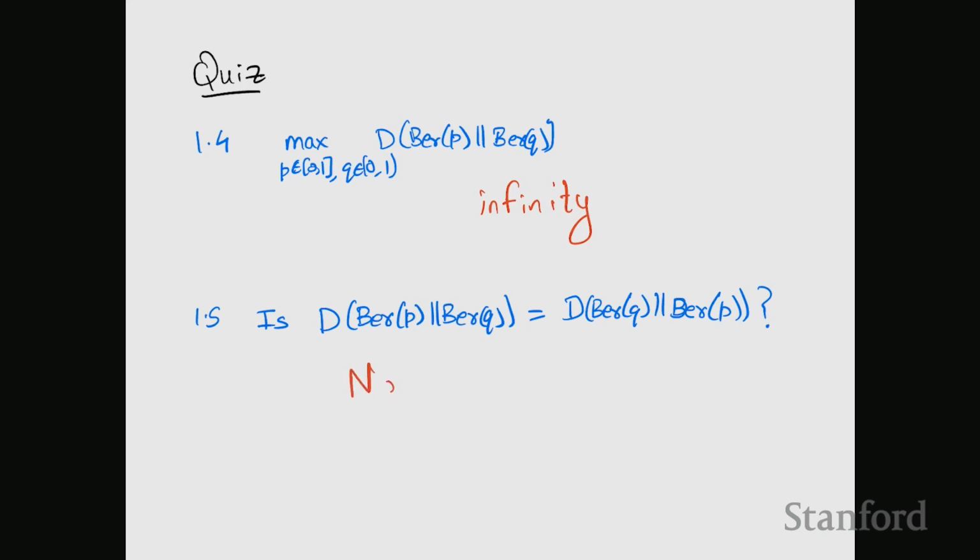And KL divergence is not symmetric. You can try out an example. Even if you take P equal to 0.3 and Q equal to 0.7, you will see that it will be symmetric. But if you take this sort of thing, then it won't be symmetric. Okay, any questions on question 1 in the quiz?